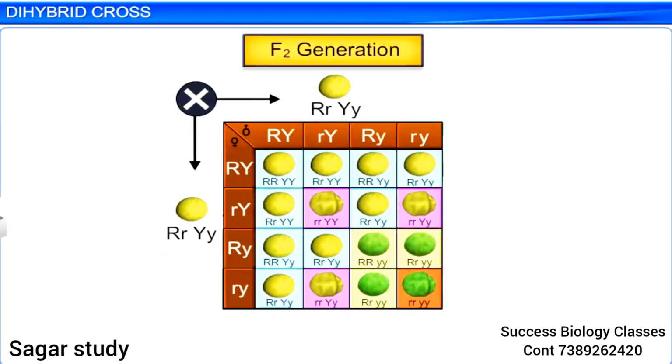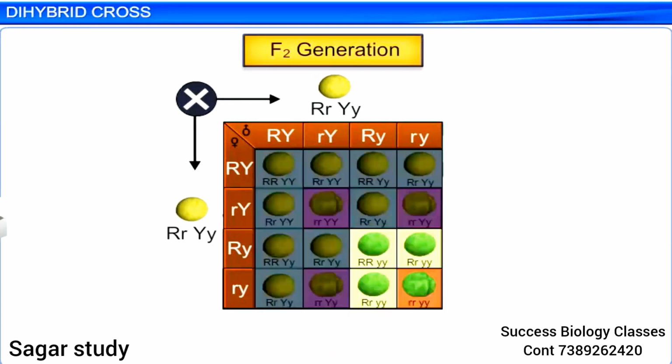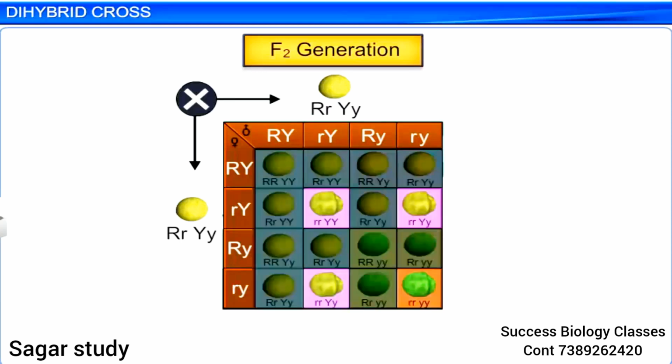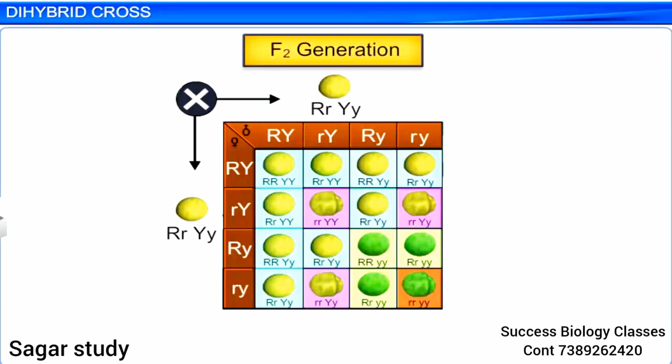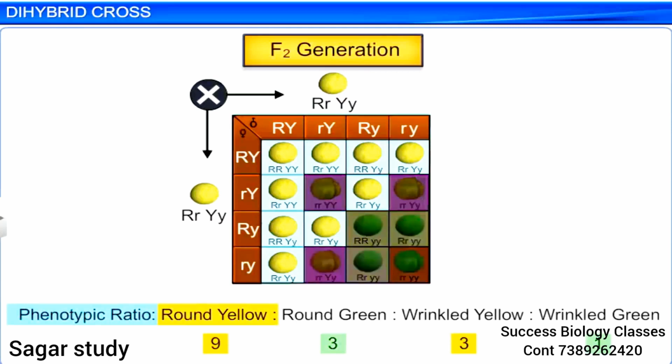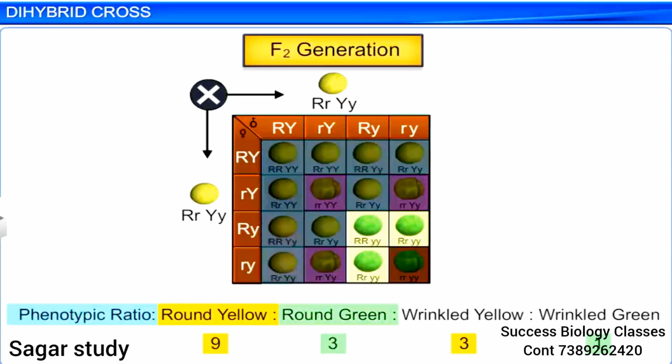Therefore, the yellow and green color had segregated in the ratio 3:1, similar to the results obtained in a monohybrid cross. And the round and wrinkled shape had segregated in the same ratio 3:1. Mendel also found that the phenotypic ratio in the F2 hybrid was 9:3:3:1. That is, there were 9 round yellow seeds, 3 round green seeds, 3 wrinkled yellow seeds, and 1 wrinkled green seed.